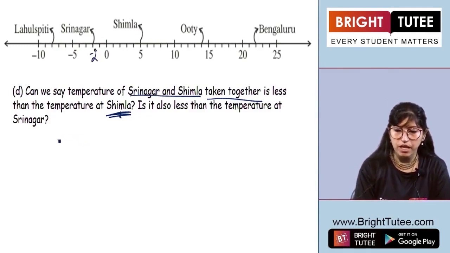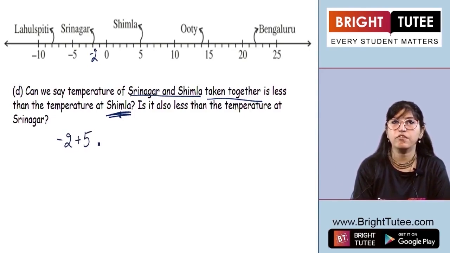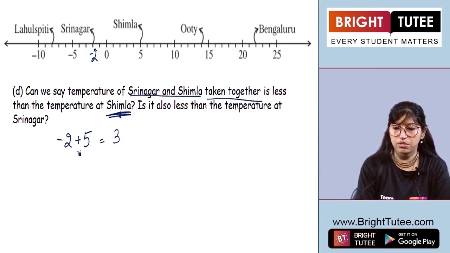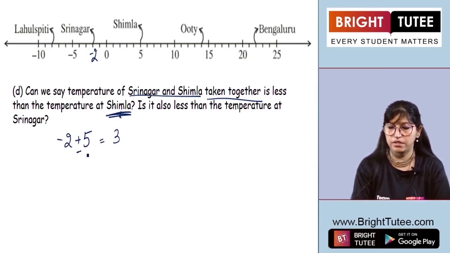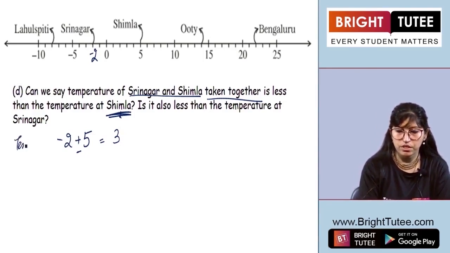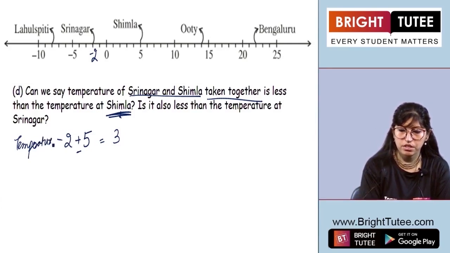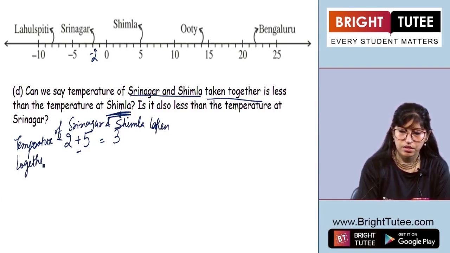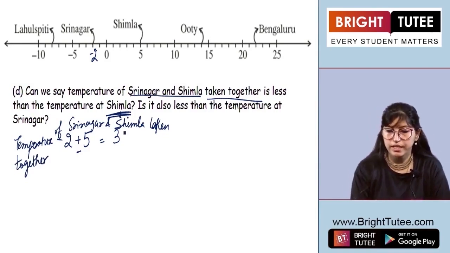So when we add both of them, we get -2 plus 5, which will be 3. We're subtracting both the numbers, taking the integer and the sign of the greatest number, which is 5, and the sign before that is plus. So we'll be getting +3. So now the temperature of Srinagar and Shimla taken together is 3 degrees Celsius.